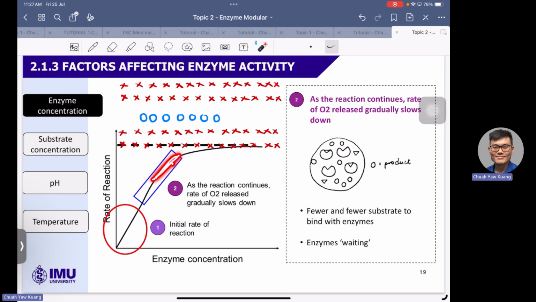The slope will be less slanting, or you can say the slope is decreasing. That's the reason, because the concentration of the substrate has actually decreased, and that will decrease the chance for the substrate to bind to the enzyme. That's how we explain.